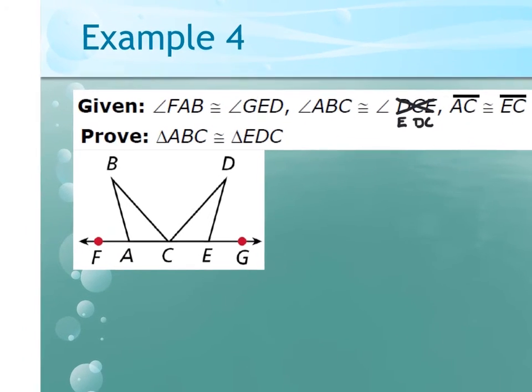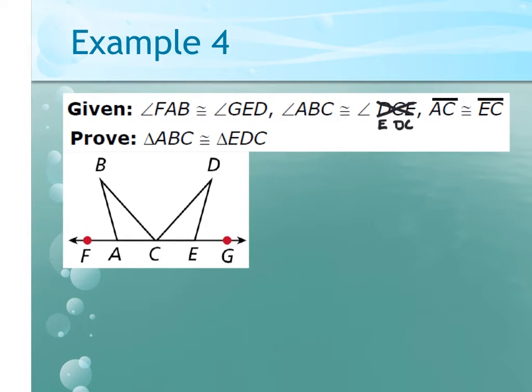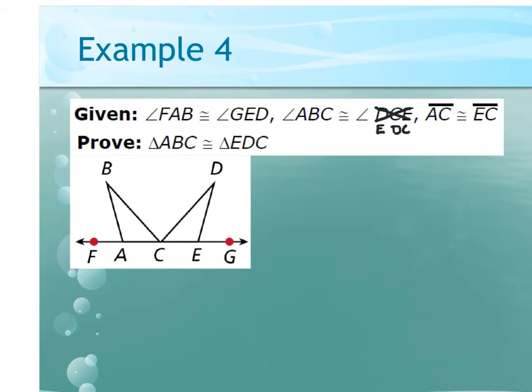Okay, let's talk about what they gave us, and let's just draw it in. FAB, GED. FAB is here. Oh, another angle outside of a triangle. I know how this works. And GED, this one out here. This already feels like I'm going to be doing something very similar to the last one because they're giving me a similar situation. Additionally, angle ABC, this one up here, is congruent to angle EDC, this one up here. And then AC is congruent to EC.